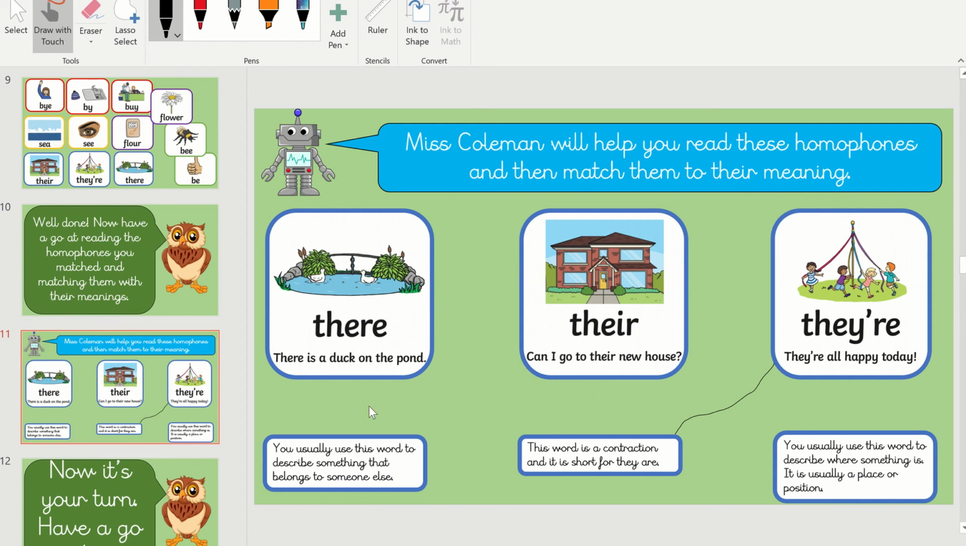Now these two are a bit tricky. There is a duck on the pond. You usually use this word to describe where something is. It is usually a place or a position. You usually use this word to describe something that belongs to someone else. Can I go to their new house? I think the new house belongs to them. And there is a duck on the pond. Usually there's a place. It's saying where the duck is.